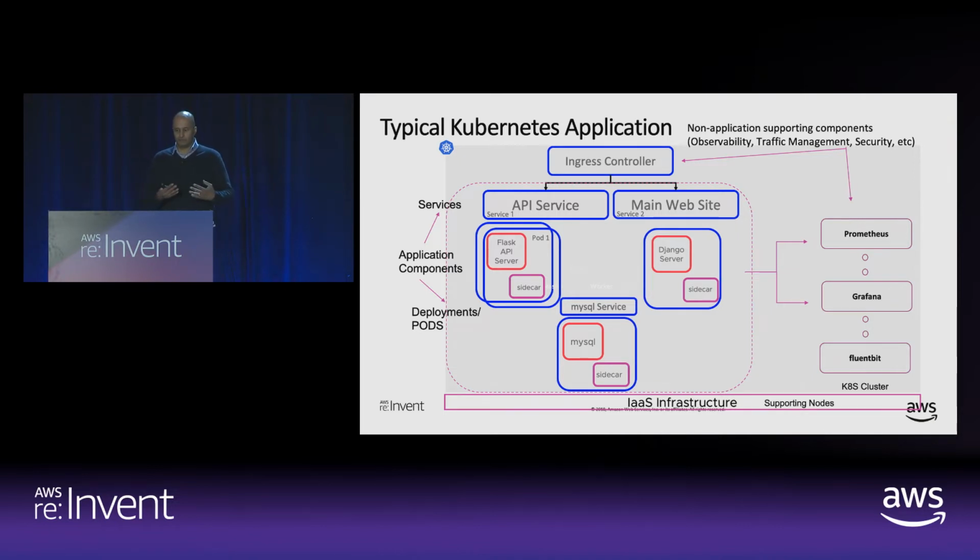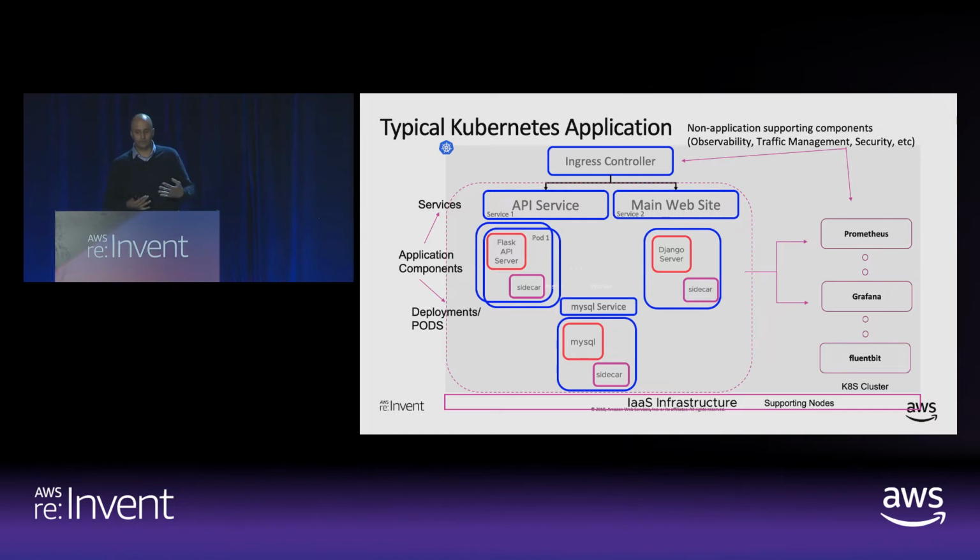Now, those are the components that make up the application in the cluster. Now, in addition to this, you'll have different components that you'll install, such as an ingress controller. Think of it as a load balancer, right? You'll have components that help you manage security, right? Monitoring, like Prometheus, right? Or logging, like FluentBit.